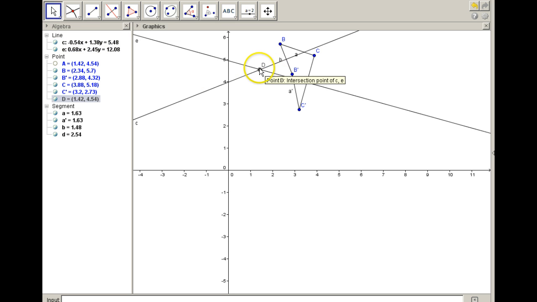Okay, let's talk about it. That point right there is equally distant from B and B prime because it's on its perpendicular bisector, but it's also equally distant from C and C prime because it's on its perpendicular bisector. See that? So now we know that D has to be the point. It's the only point in the plane where these two lines cross. So it's the only point that's equidistant from these two and equidistant from those two.